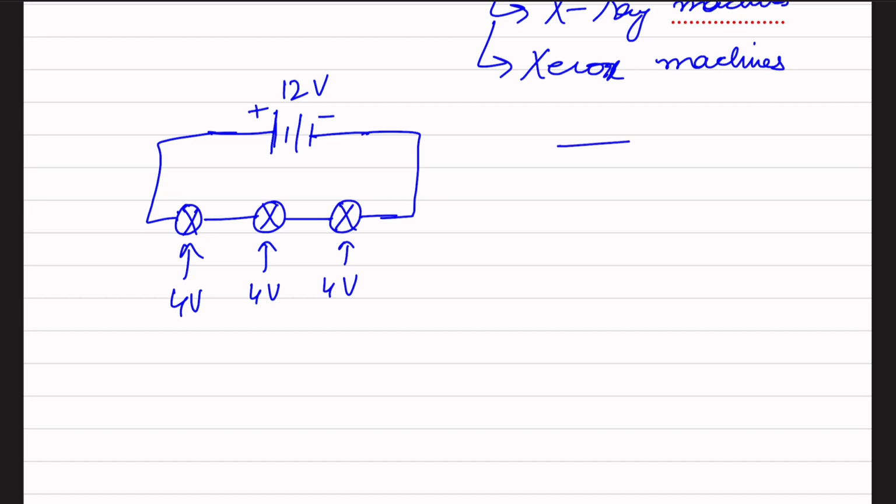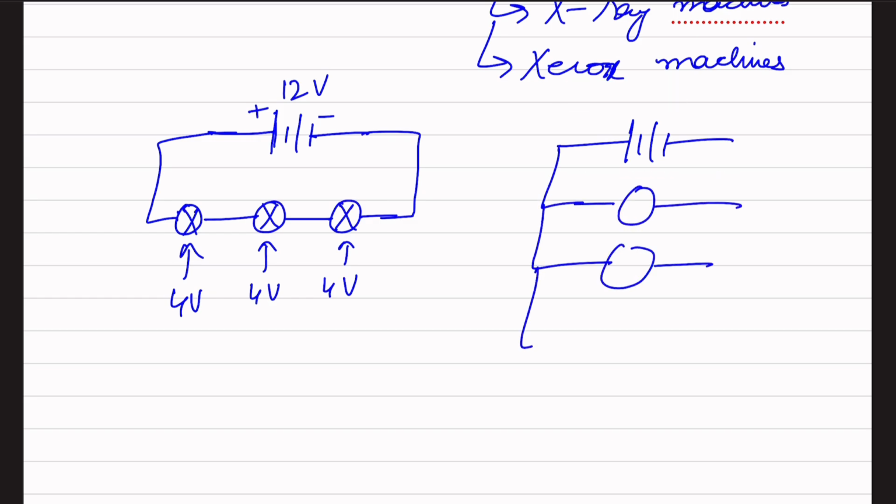On the other hand, let's see a parallel circuit. So that's 1 light bulb, that's the 2nd light bulb. Here we have the 3rd light bulb. They're all connected in parallel. So in the parallel circuit, the voltage stays the same across each bulb. Although the current divides, the voltage remains the same.